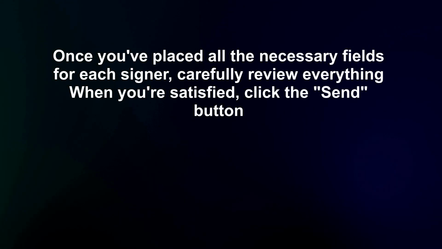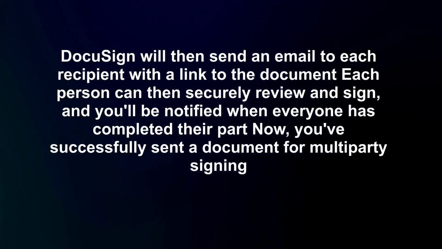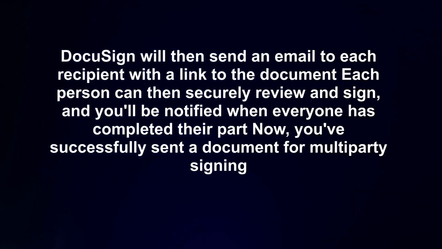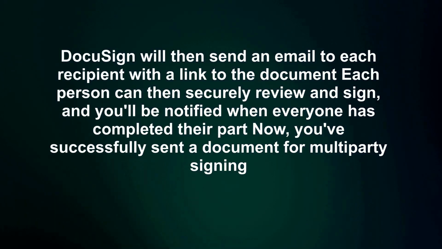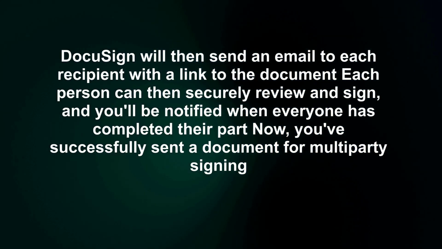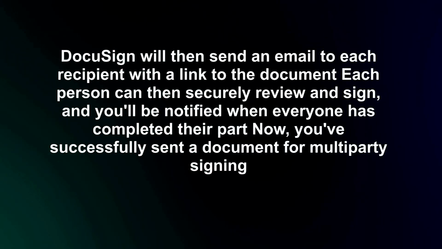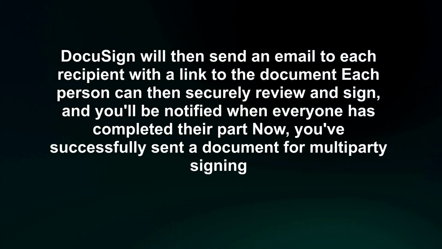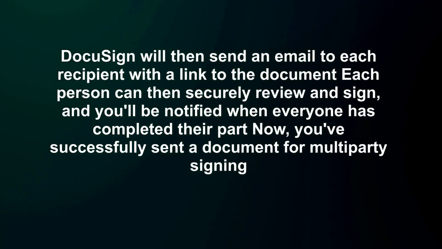When you're satisfied, click the Send button. DocuSign will then send an email to each recipient with a link to the document. Each person can then securely review and sign, and you'll be notified when everyone has completed their part. Now, you've successfully sent a document for multi-party signing.